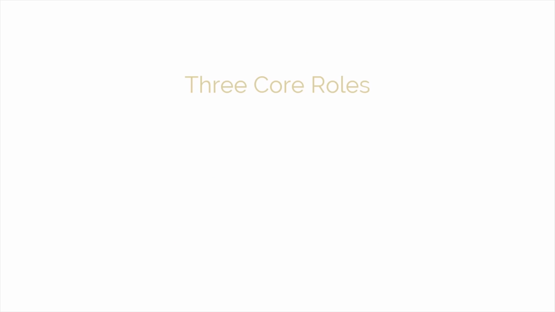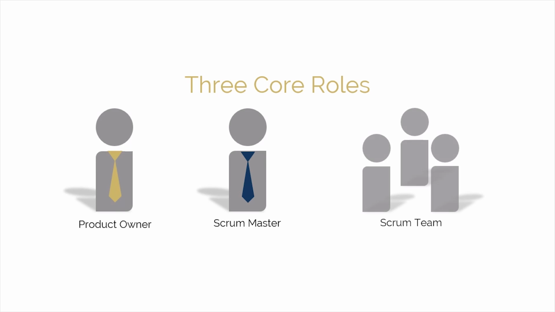There are three core roles in Scrum that are ultimately responsible for meeting the project objectives: the product owner, the Scrum Master, and the Scrum Team. Together, they are referred to as a Scrum Core Team. It's important to note that of these three roles, no role has authority over the others. In upcoming videos, we'll go over the responsibilities of each of these three core roles in detail. But for now, let's just mention the key things you should know about them.